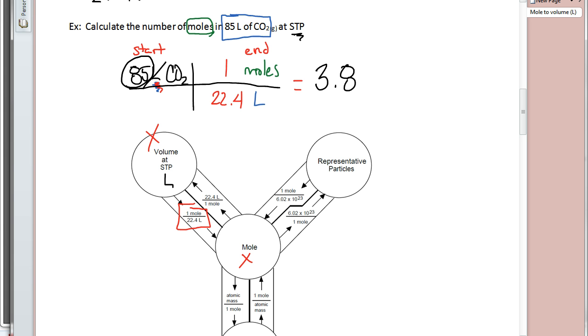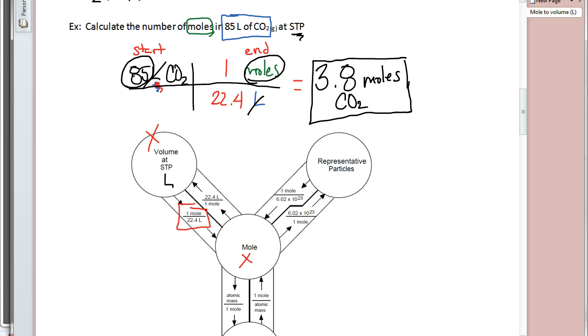The unit of liters cancels, and we're left with an answer in moles, so we put the word moles, just like that. And if we wanted to throw in there as well, we could say 3.8 moles of CO2. And that's how we get that answer.